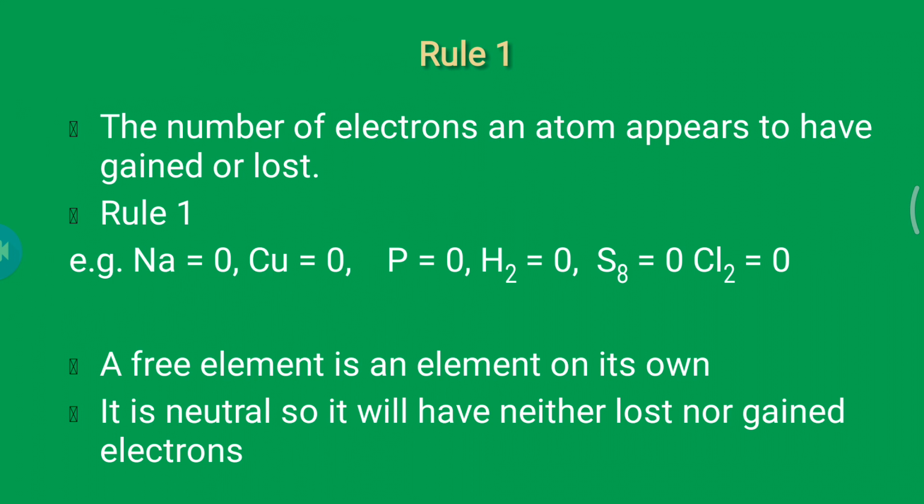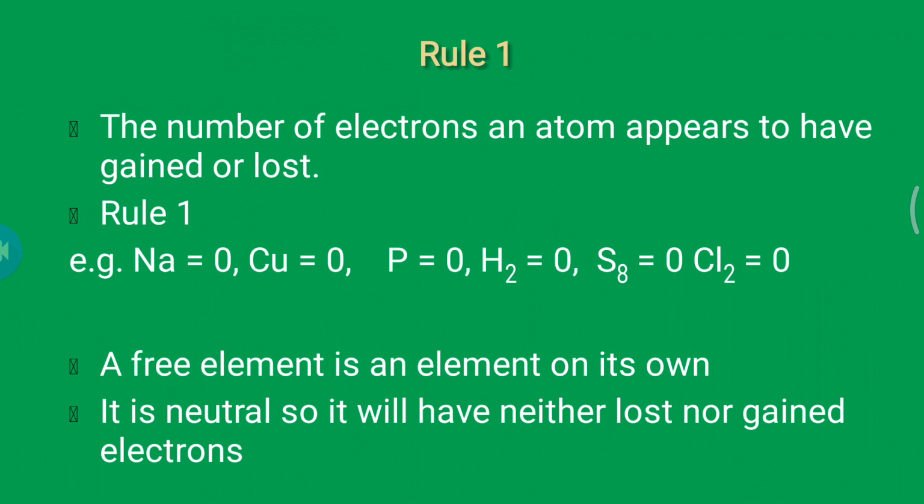So there are different rules to calculate the oxidation state. The first rule: the number of electrons an atom appears to have gained or lost. Rule number one: sodium in its natural atom state has zero oxidation state because it has neither lost nor gained electrons. Natural atoms have zero oxidation state.